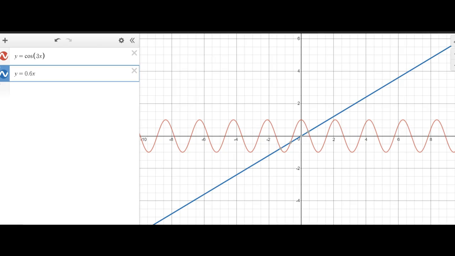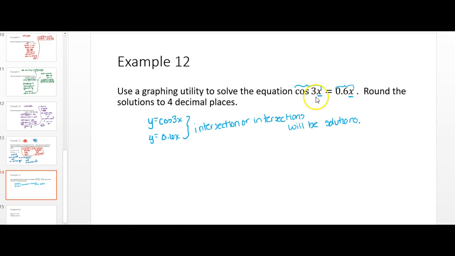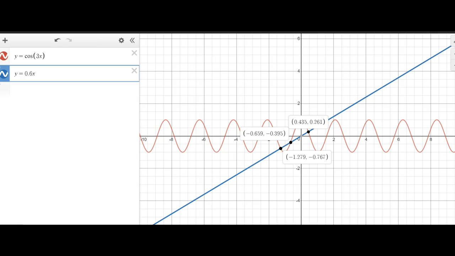Based on our picture over here, it looks like I have 3 solutions. There's one right here at negative 1.279 and negative 0.767. There's one right here at negative 0.659 and negative 0.395. And there's one right here at 0.435 and 0.261. Now remember, if we go back to the problem, we are in fact solving for x. So that means I actually want to have the x coordinates for all these points as the solution to my problem.